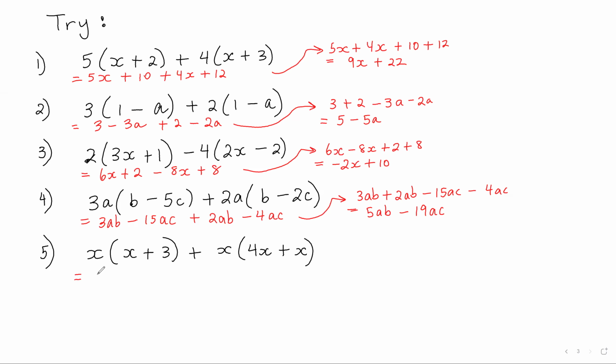Anyway, x by x is x squared. x by 3 is 3x. x by 4x would be 4x squared, and then x times x is x squared. So that gives me x squared plus 4x squared plus x squared plus 3x. Well, x squared plus x squared is 2x squared, plus 4x squared will be 6x squared. And then you have 3x. So that would be the answer.